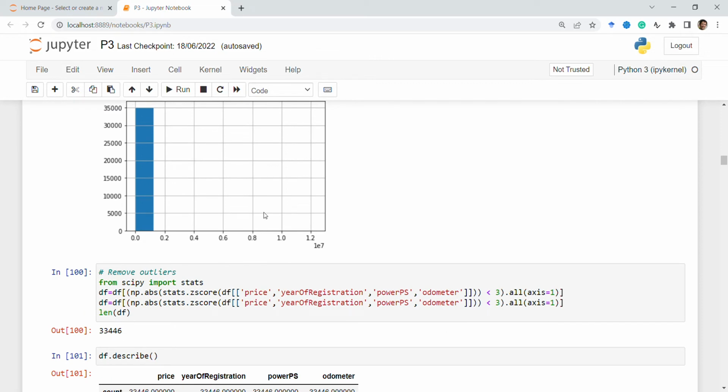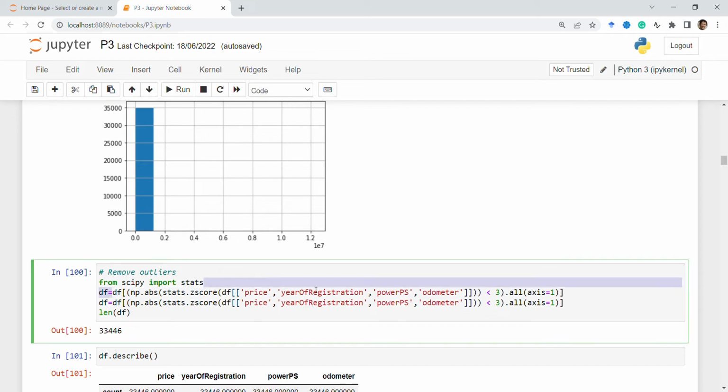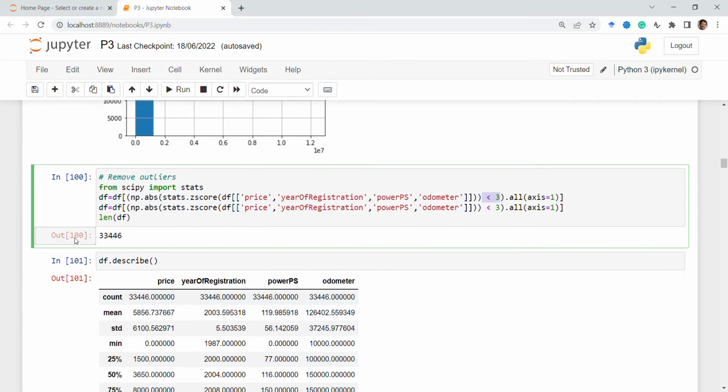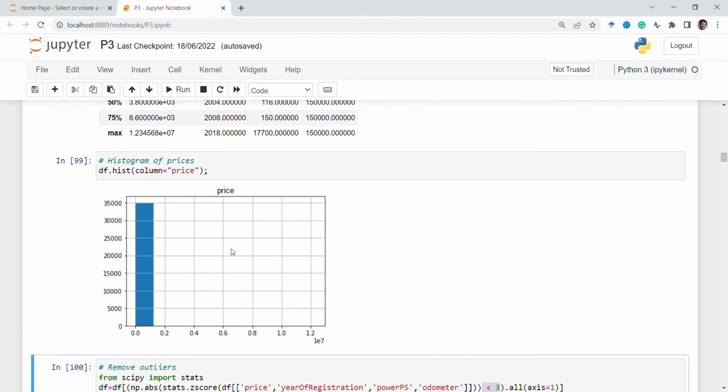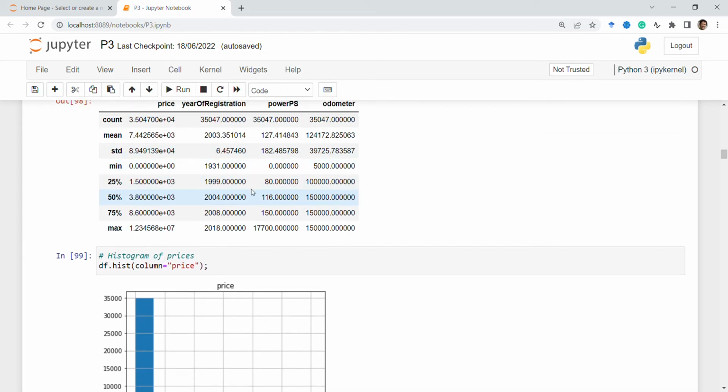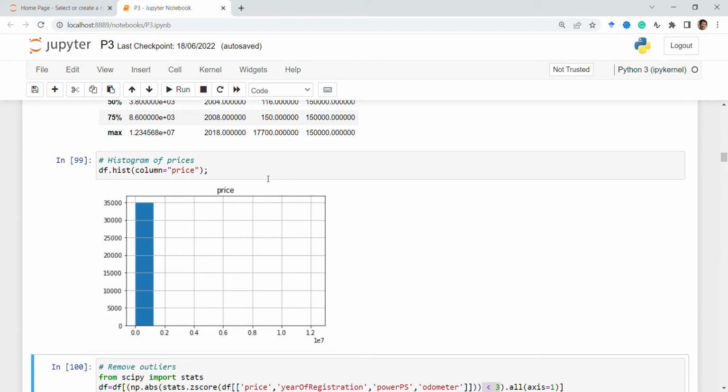So let's get rid of most of these outliers, and for that we compute something called the z-score, that is the variables normalized by the mean and standard deviation, and anything that has a z-score larger than 3 is removed. Then we go down from 35,000 to 33,000, so 2,000 cars were outliers in terms of either price, year of registration, power of the engine, or so on.